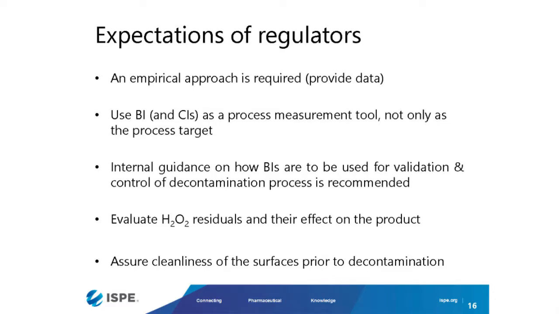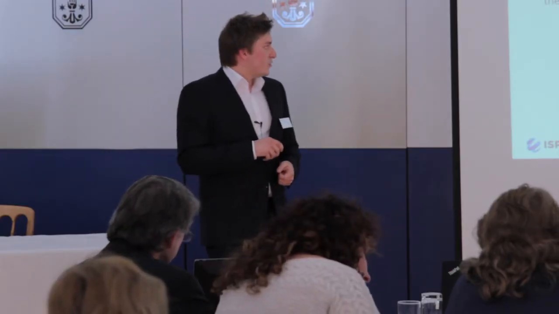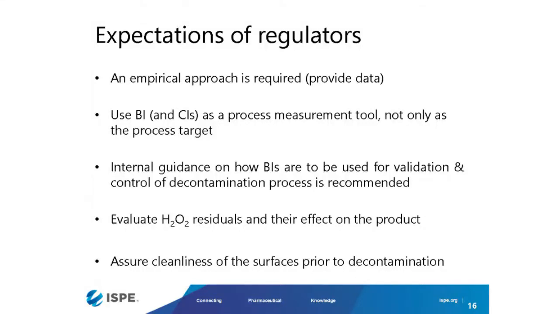Also, the expectations of regulators are shifting a little bit. What is absolutely required always is an empirical approach. We cannot at the moment really predict how the hydrogen peroxide is working. We always have to provide hard data. Use of BIs as a process measurement tool is really important. We have to put the BIs in the isolator and show that they are being killed.